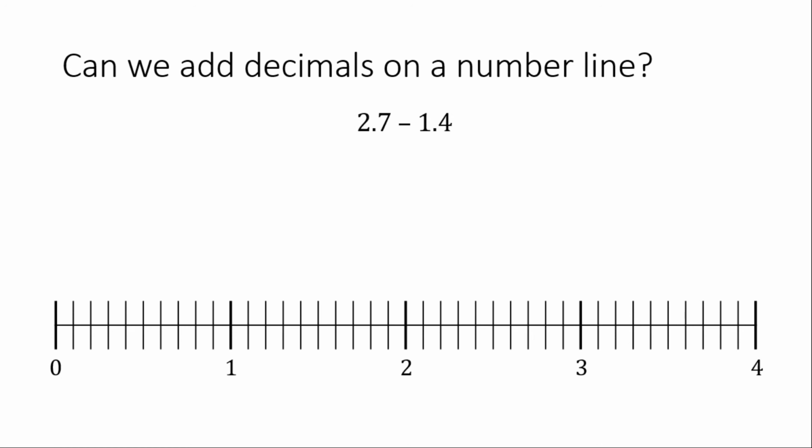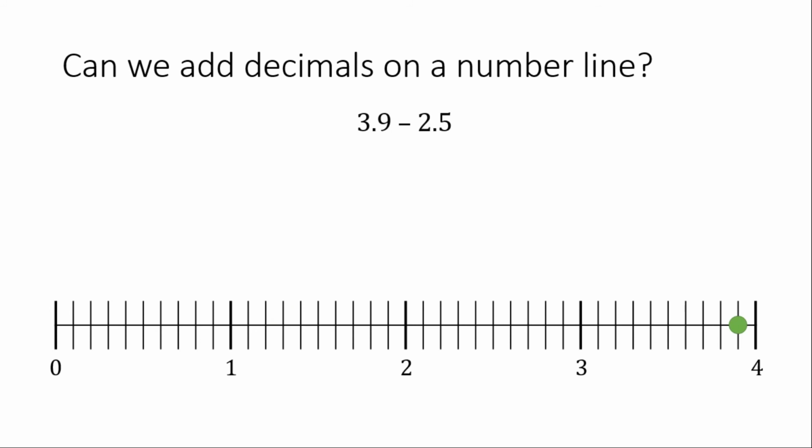What about subtracting? With subtracting, you have to start with the first number and then travel backwards for the second number. So I could start at 2.7, and now I'm going to break up 1.4 into ones and tenths. First I'm going to travel back 1, and then I'm going to travel back 0.4. There I am. It's 1.3.